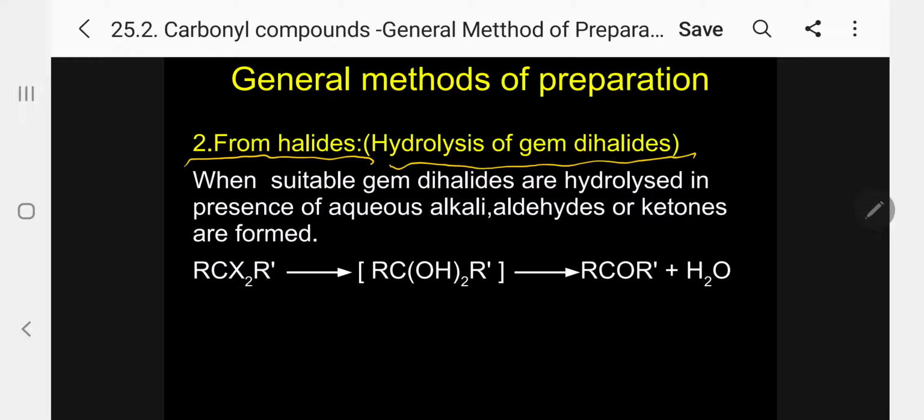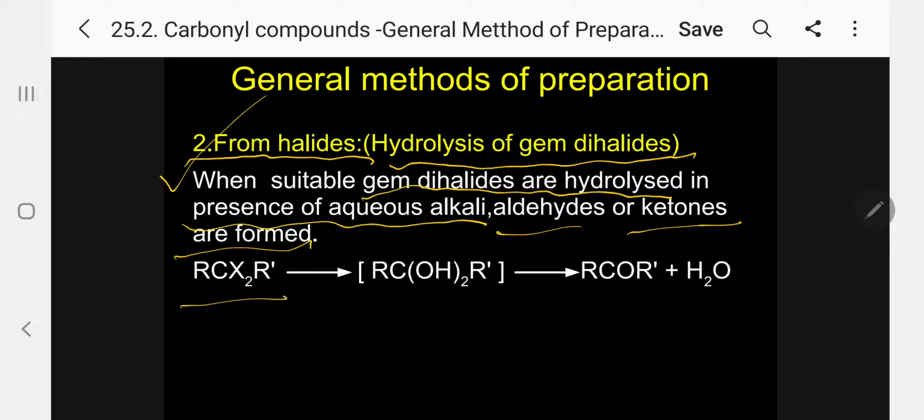What is meant by gem? Both halogen atoms are attached to the same carbon atom, gem. Vicinal means the neighboring, adjacent carbon atoms having halogen atoms. So, when suitable gem dihalides are hydrolyzed in the presence of aqueous alkali, sodium hydroxide, aldehydes or ketones are formed. Kindly follow, this is the general formula.